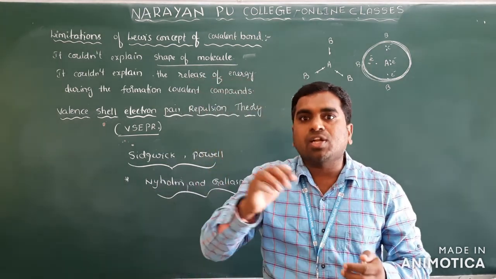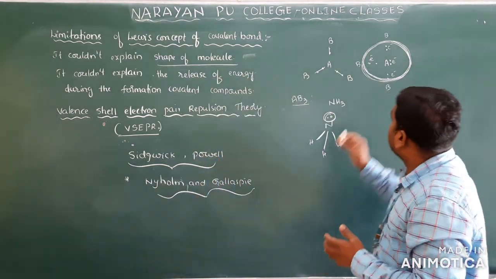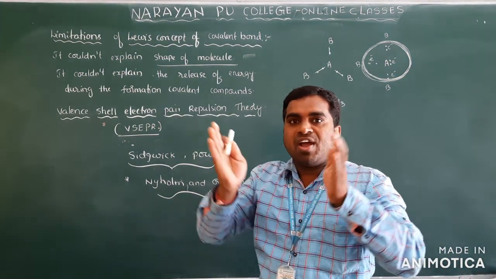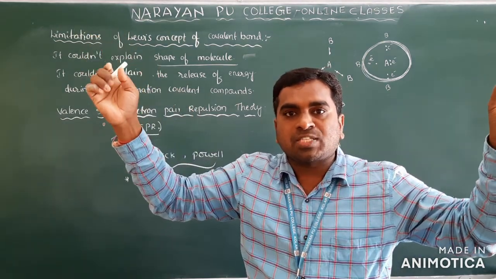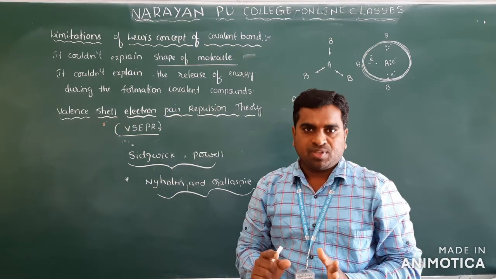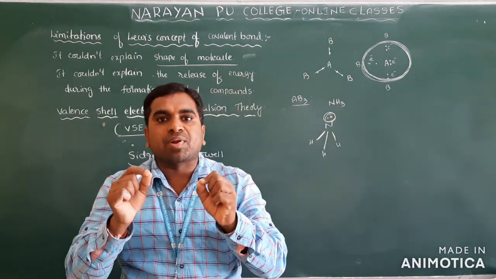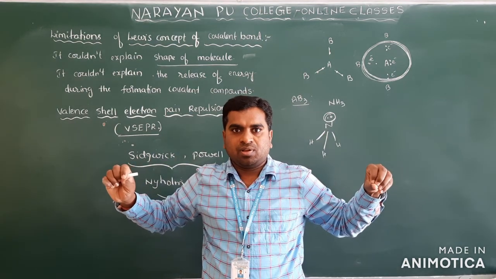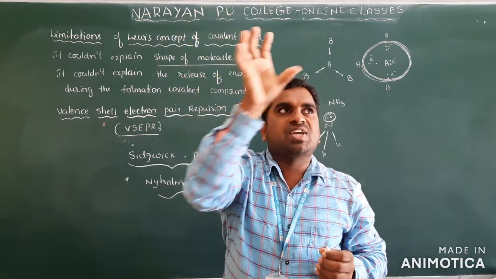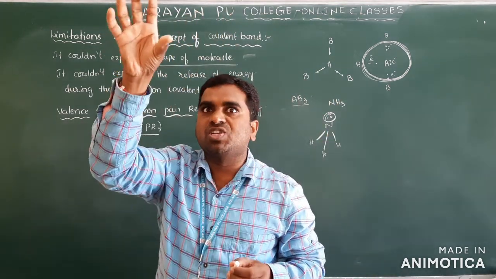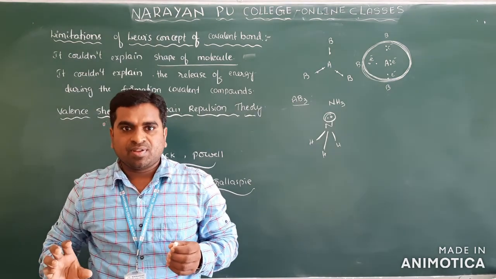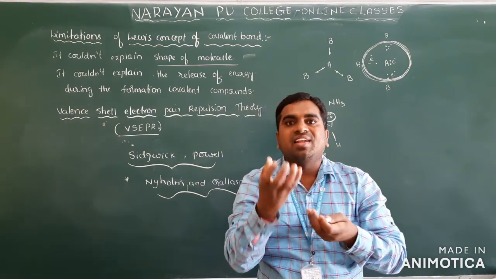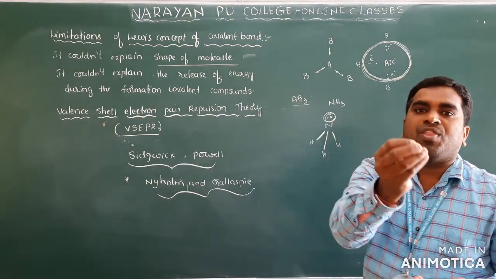Clear? So in order to minimize that energy, these pairs of electrons move away from each other till they experience the minimum repulsions. They move away from each other and from the central atom, and they occupy defined positions in space. So the energy of the molecule is minimized, and that gives the definite shape of the molecule.